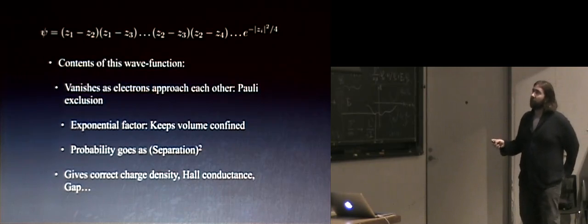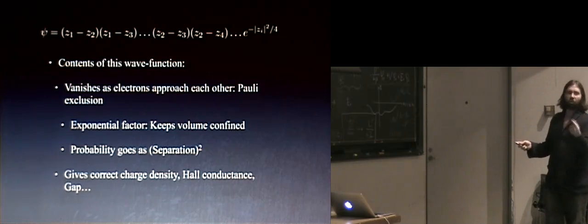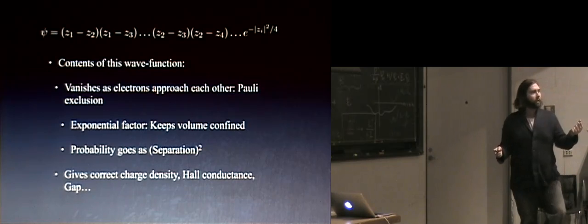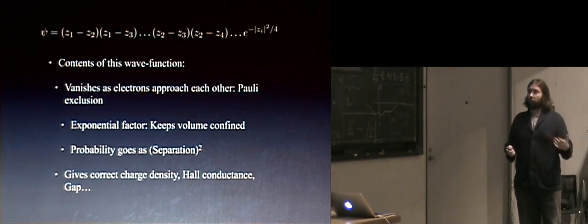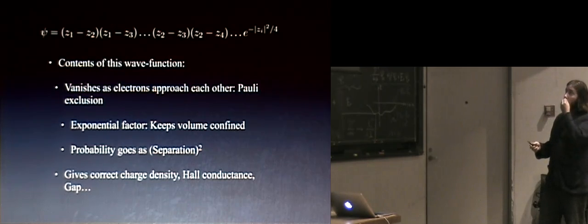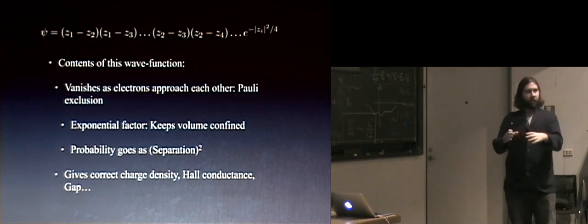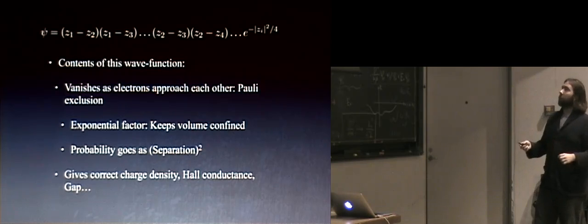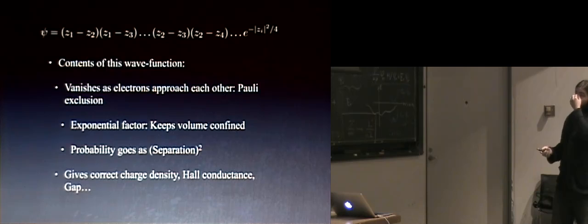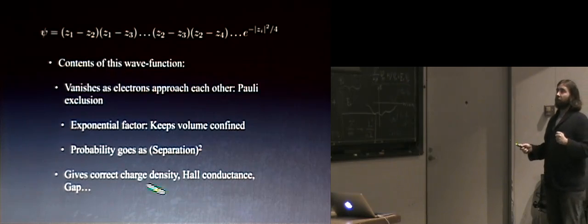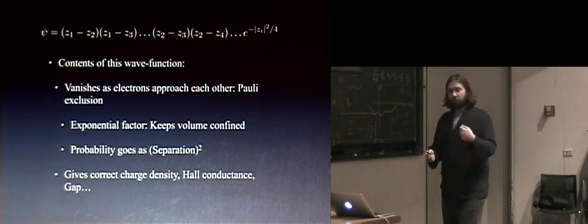What actually happens is that the probability of finding 2 electrons near each other goes as their separation squared, right? So they really can't get very close to each other. And this is the weakest constraint that you can have for electrons. There's this exponential factor that's important to make sure that I really have a finite volume. But you can kind of go through the machinery of just doing the quantum mechanical calculation. You find that this wave function gives me the correct charge density, it gives me the right Hall conductance, it is an insulator, and so on and so forth.